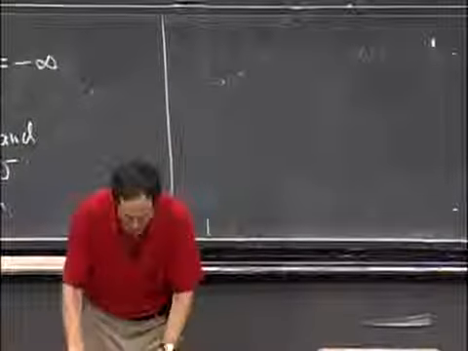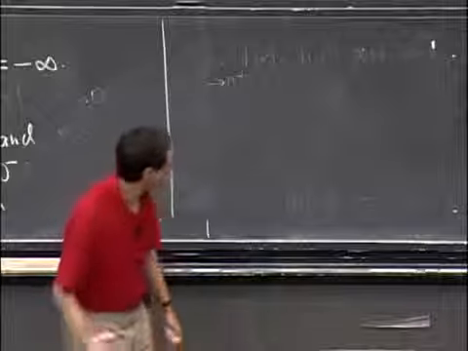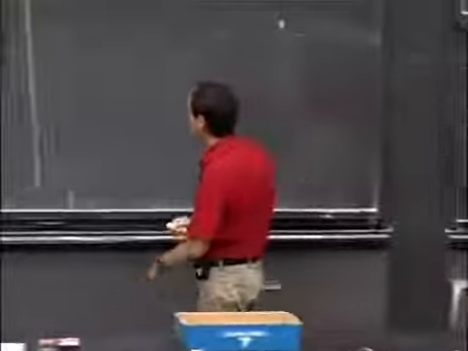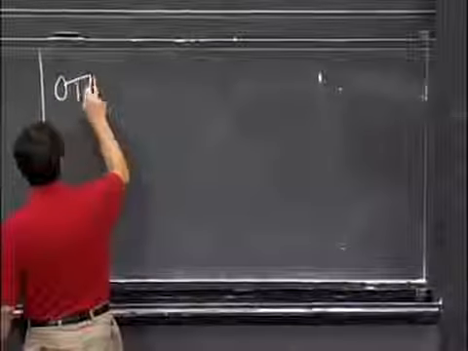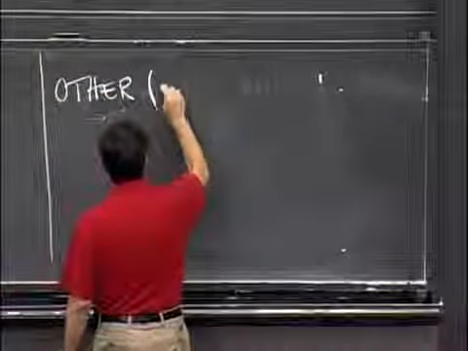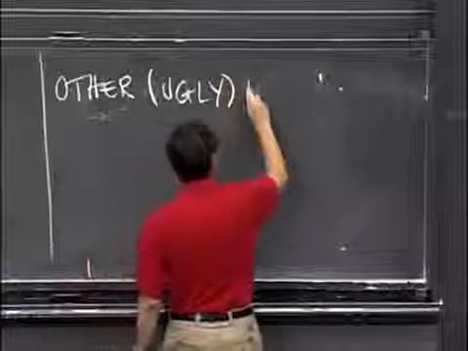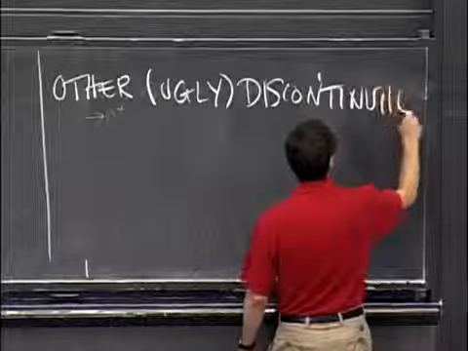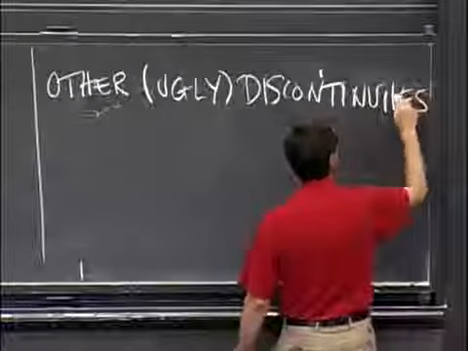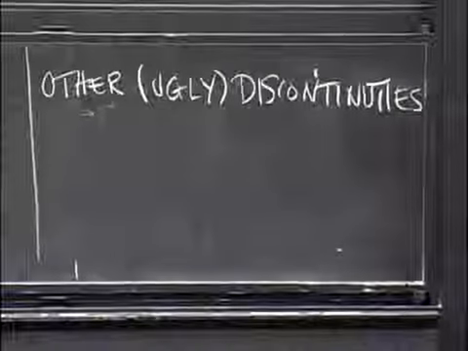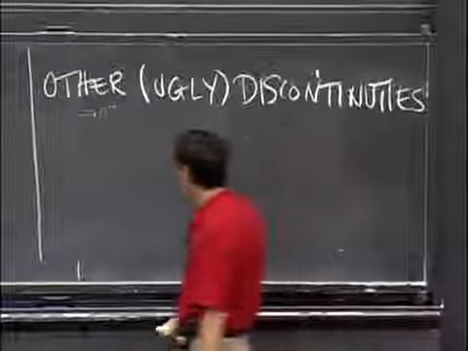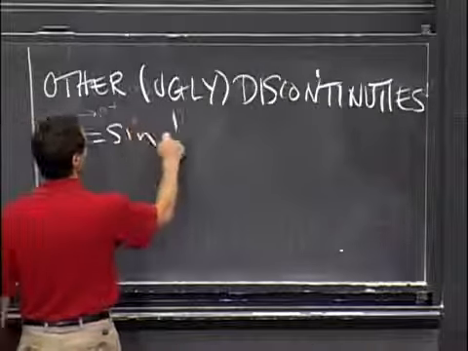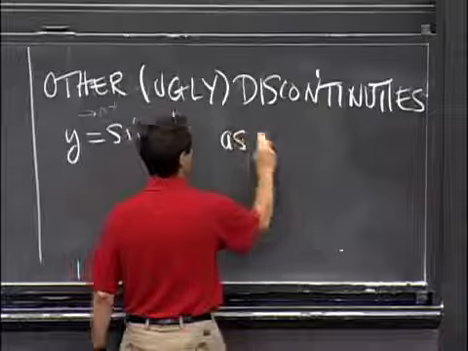Okay, now there's one last kind of discontinuity that I want to mention briefly, which I will call other ugly discontinuities. And there are lots and lots of them. One example would be the function y is equal to sine 1 over x as x goes to 0.